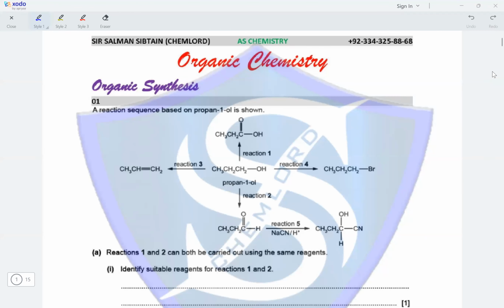Hi guys, this is AS Chemistry, Organic Chemistry, and we're looking at organic synthesis. Question 1. A reaction sequence based on propan-1-ol is shown.